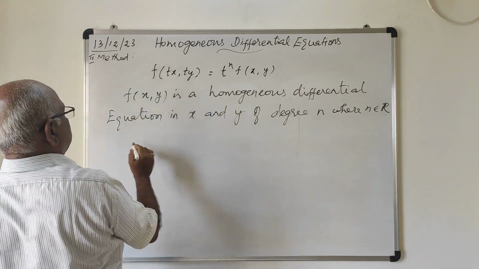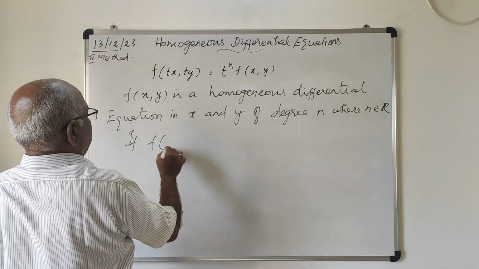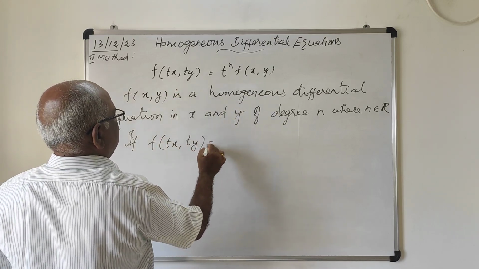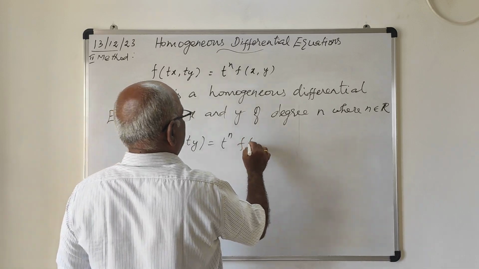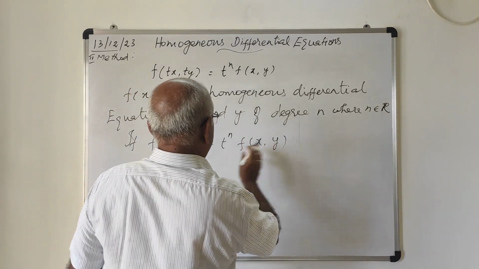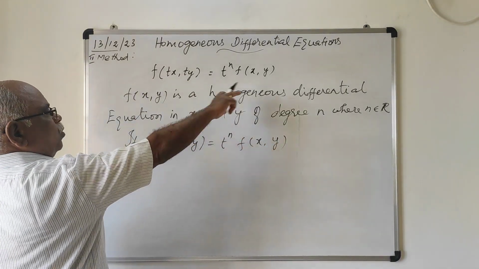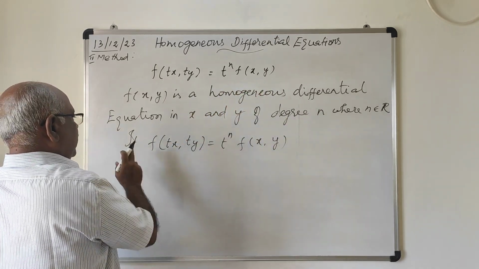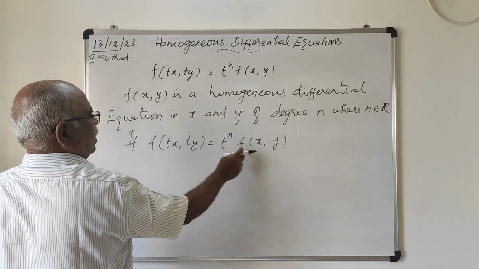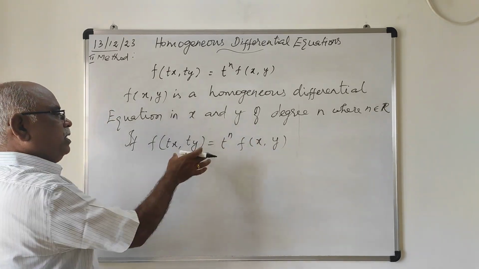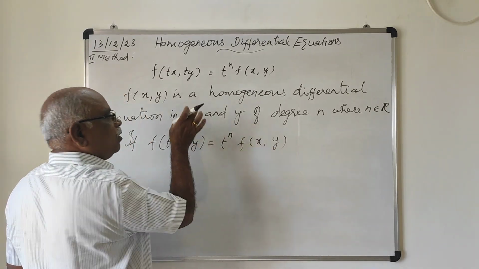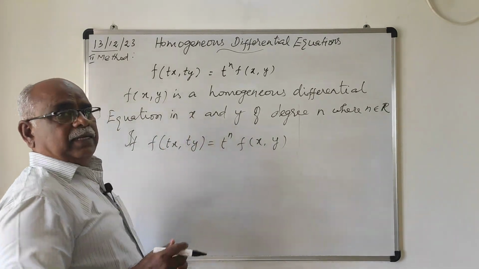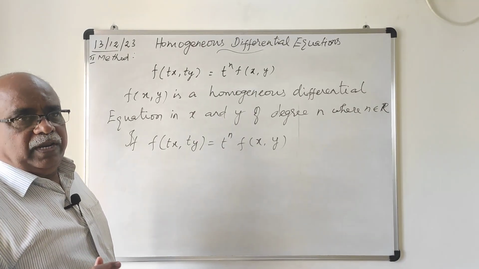If x and y are replaced by t x, t y, then it is expressed as t power n into f of x, y. This is the definition: f of x, y is a homogeneous differential equation in x and y of degree n, where n is real, if f of t x, t y is equal to t power n into f of x, y. If this condition is true, then it is a homogeneous differential equation in x and y of degree n. This is the definition of a homogeneous differential equation.